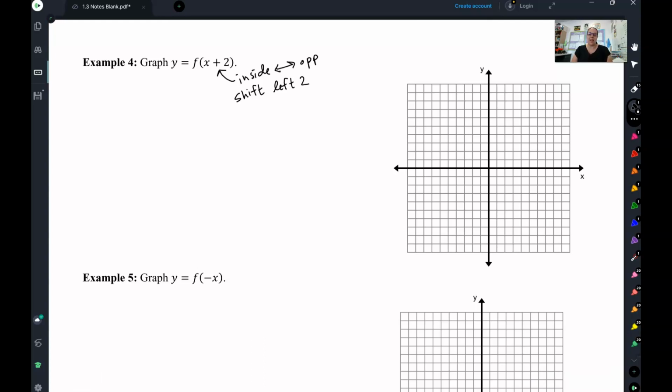So we want to shift left 2 because we're adding 2 in it, because it's inside, it's the opposite direction we would think it should be. So I have the same original one I was working with in the last videos. There's my dashed, my original graph. I want to shift all these points left 2. And you'll notice as you're moving all these points left 2, that the y coordinate point is not changing. It is only the x coordinate point that is changing left 2.